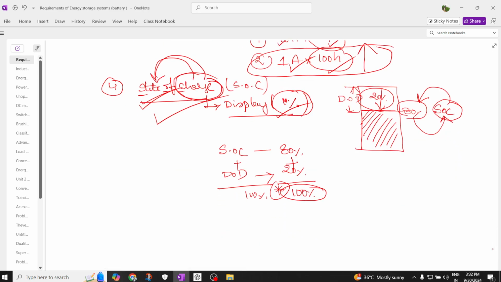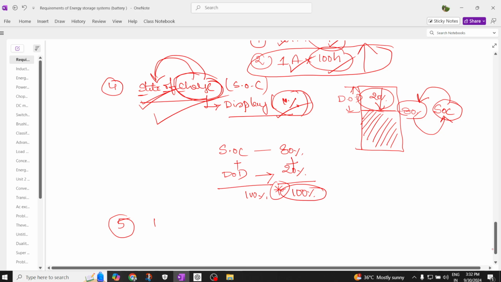The second one is already very clear from the above. So next one is depth of discharge. What is meant by depth of discharge? In short it is also called DOD. This is the amount of charge that has already been discharged.